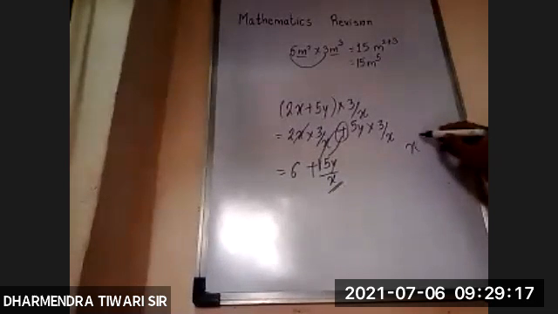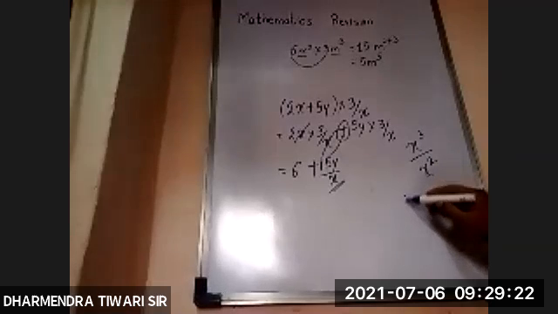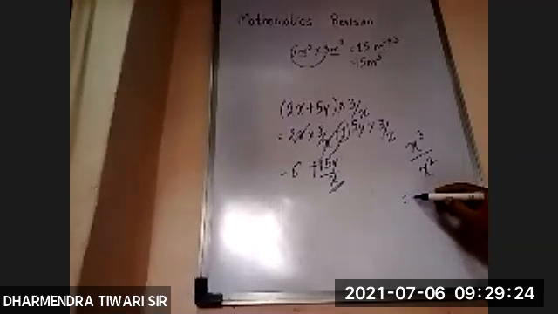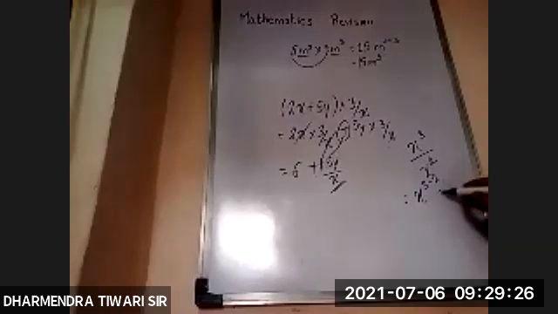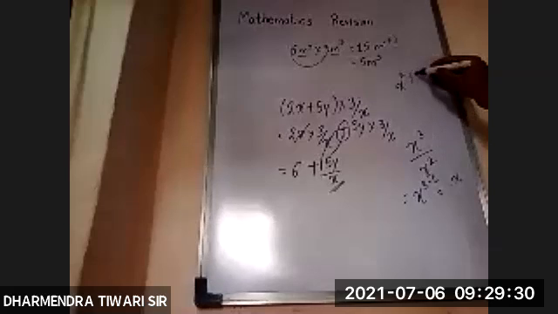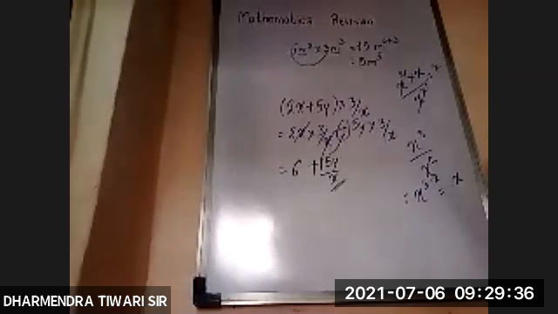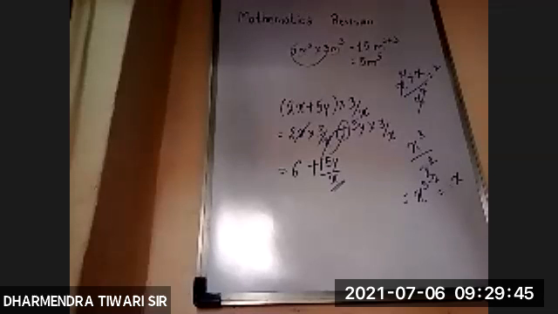If we are having x cube upon x square, so what rule can we apply? 3 minus 2, so the answer is x. Or the other way is to write this as x square into x upon x square. X square cancels, what remains is x. So both the methods are going to give you the same answer. Way of writing is different.